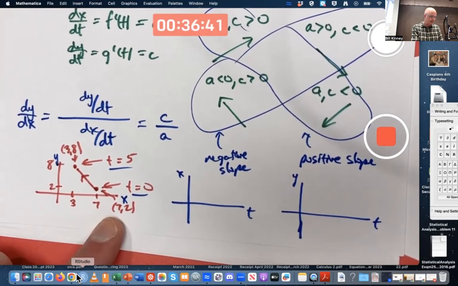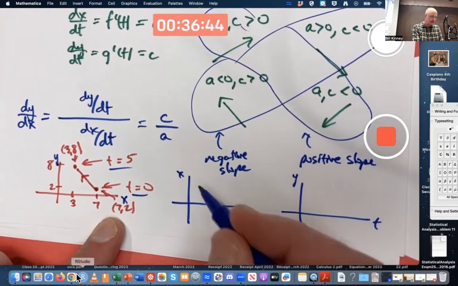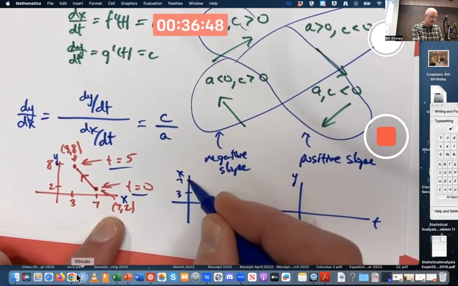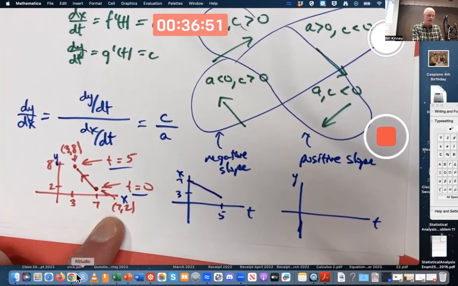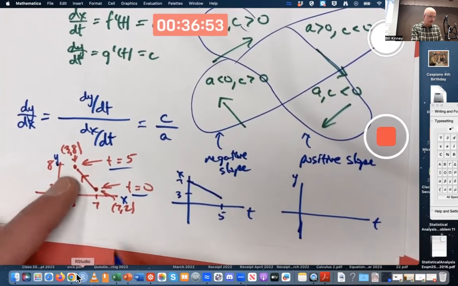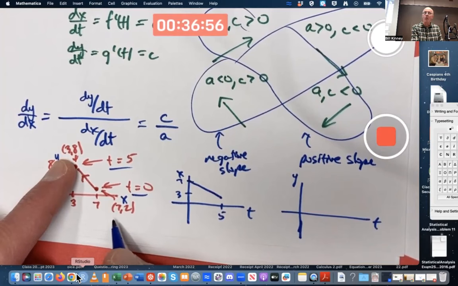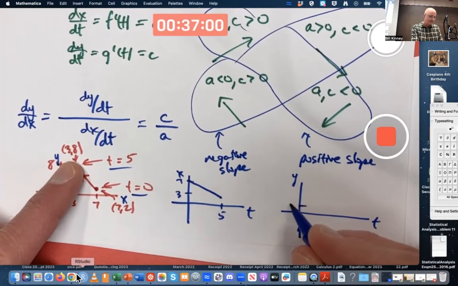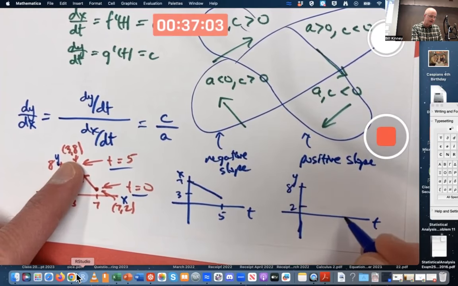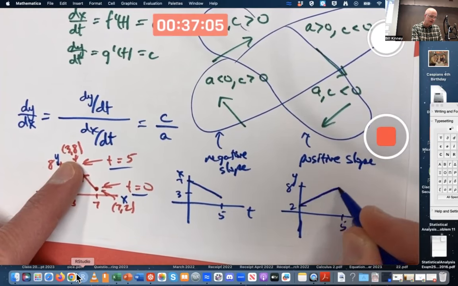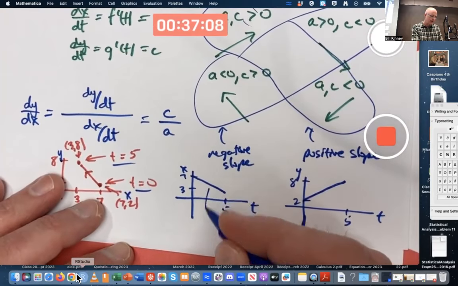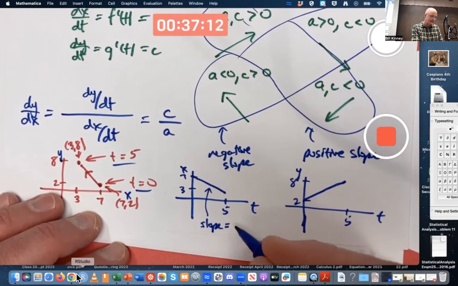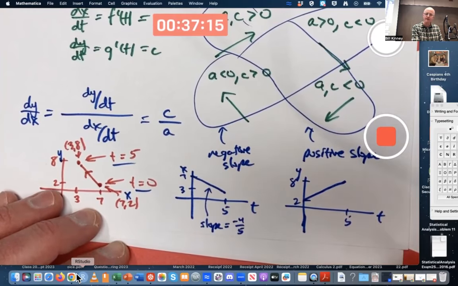X in particular goes from 7 down to 3 as t goes from 0 to 5, so it's a straight line like that. Looking at the first coordinates here, the 7 and the 3. Y goes from 2 up to 8 as t goes from 0 to 5. The slope of this one is rise over run, rise is -4, run is 5, -4/5.